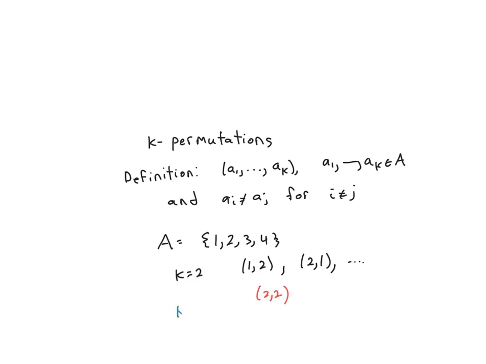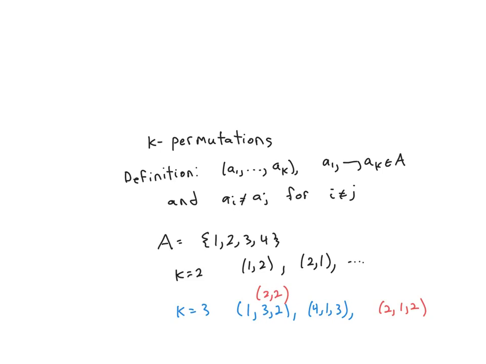In a higher example, if I set k equal to 3, then 1, 3, 2 is a valid sequence. That's a k permutation. Or 4, 1, 3. But 2, 1, 2 is not, because it has a repeat. So no repetition is allowed, and order matters. That's the definition of a k permutation.